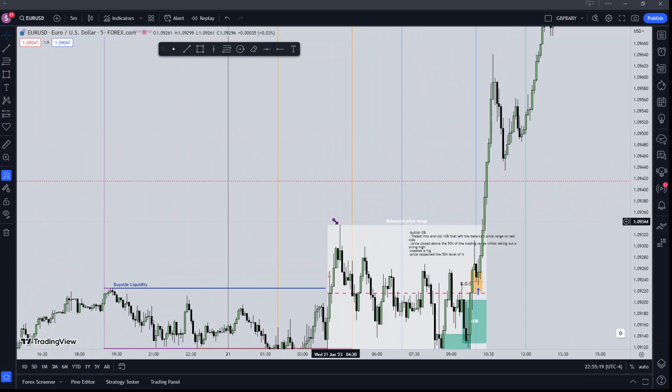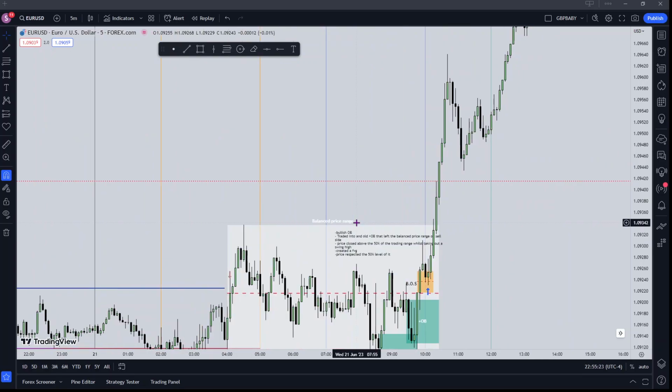Where's our first target? Well, our first target could be here. So I want to let off some of my position there, realistically, because let's be real. Let's be realistic.